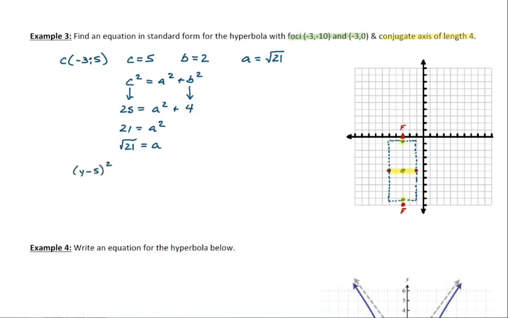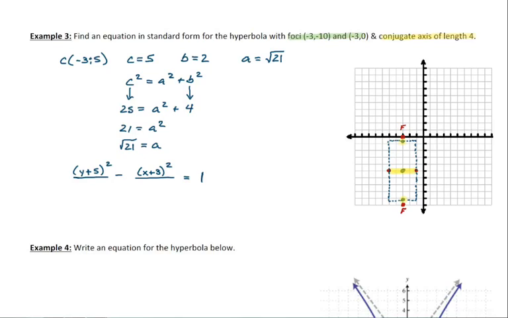So my equation should be y first, since this is going to open up and down. The reason I knew it was going to open up and down is because my foci were aligned vertically, which means my vertices are up and down of center. So it should open up and down. So y minus 5 quantity squared, minus x plus 3 quantity squared, all equal to 1.